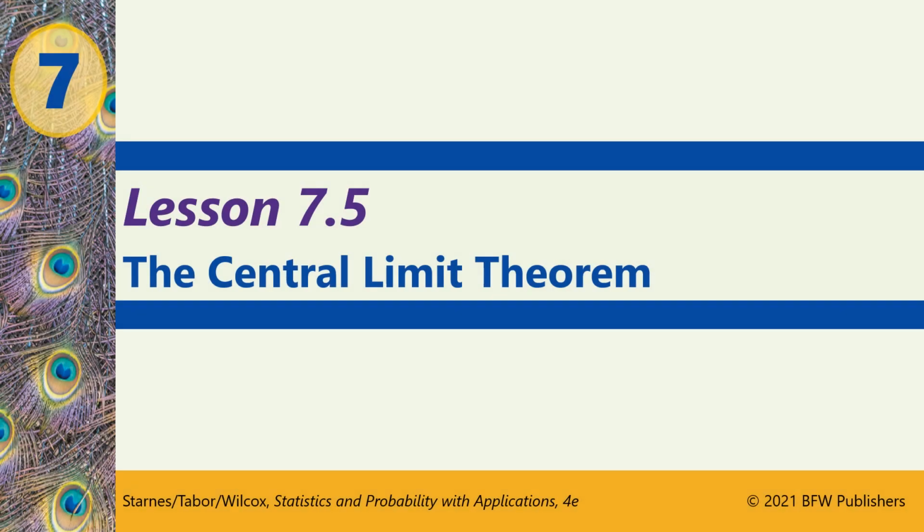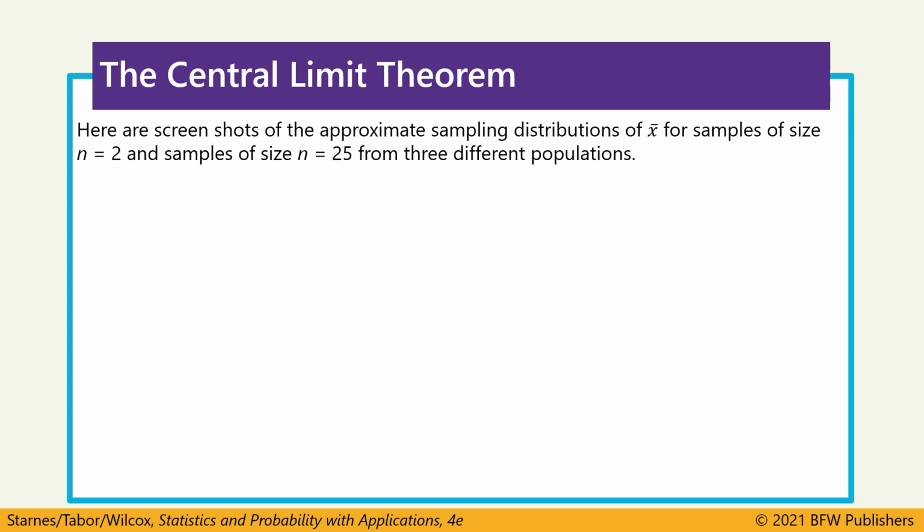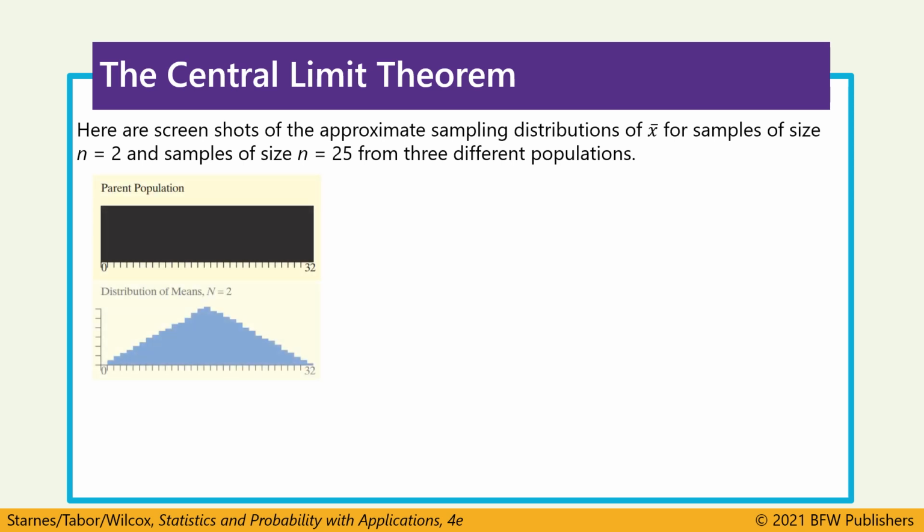Section 7.5, the central limit theorem. In the last section, we talked about sampling distributions for sampling means, and the second criteria that was required for us to make a sampling distribution was that we needed to either have a population that was normally distributed or a sample size that's greater than or equal to 30. Here's a little more detail on why we need that.